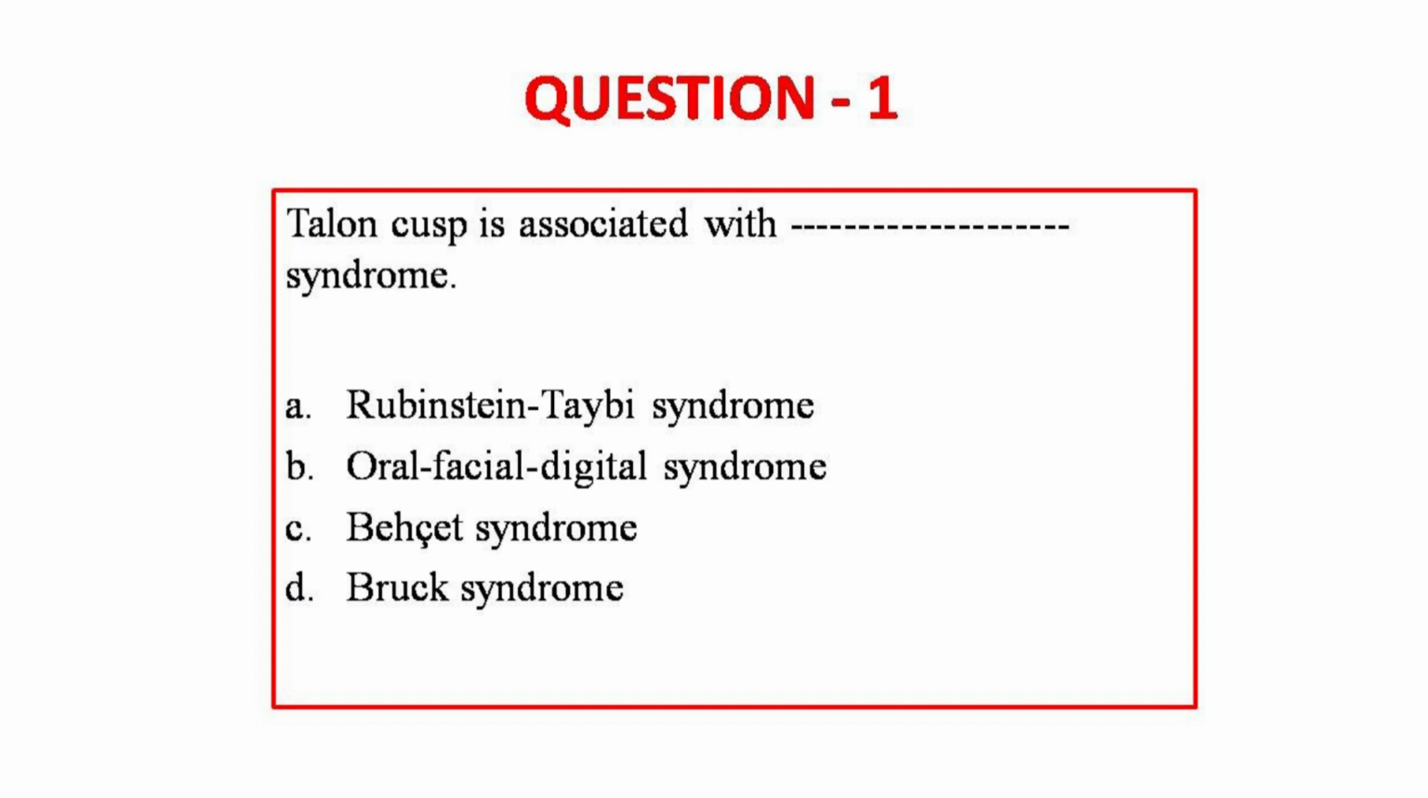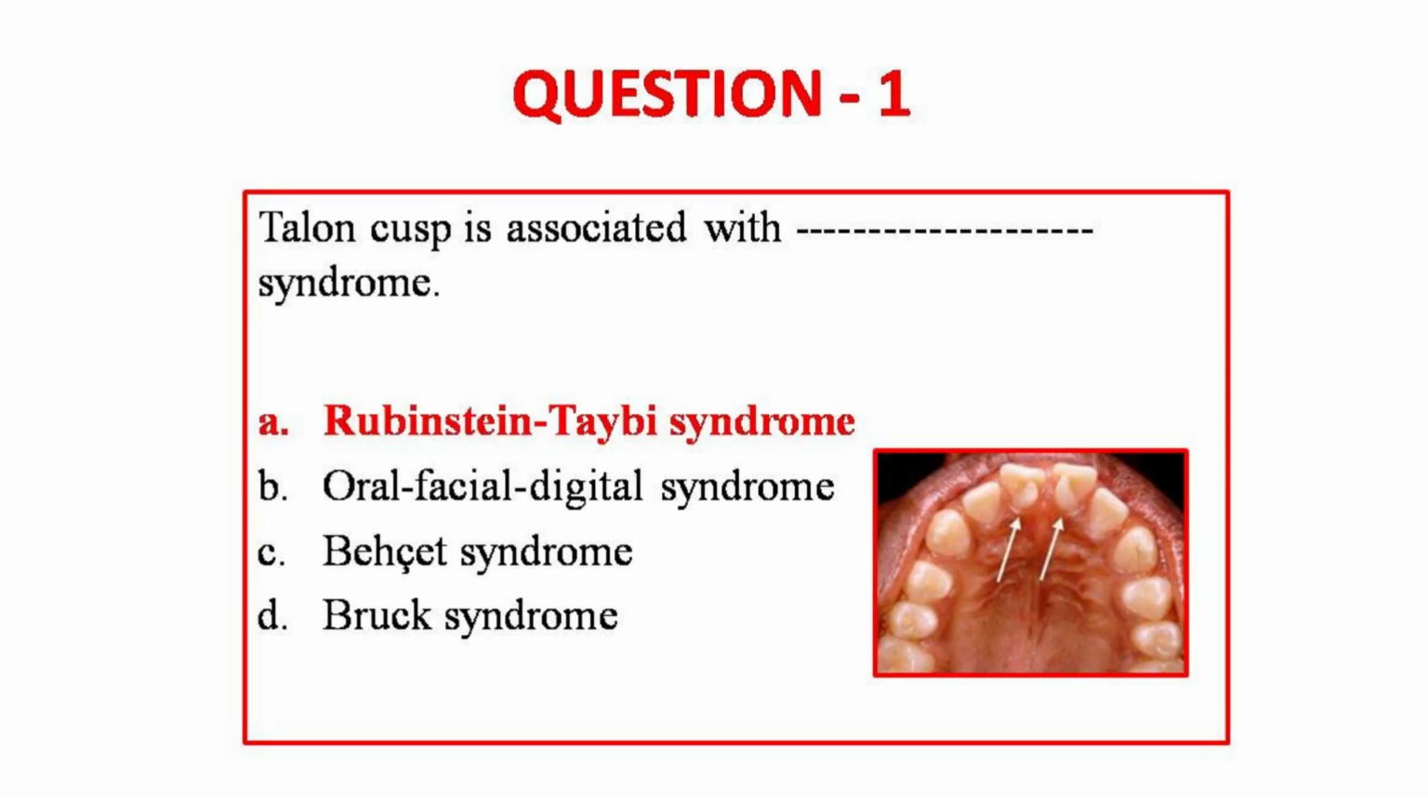First question: Talon cusp is associated with dash syndrome, and they've given us four options: Rubinstein-Taybi syndrome, orofacial digital syndrome, Beckwith syndrome, and Book syndrome. So the answer for this question is Rubinstein-Taybi syndrome. When you're working out syndromes, it'll be very easy if you always keep a note. As I mentioned in the prior videos, you can write down the syndrome and the clinical manifestations which come along with it.